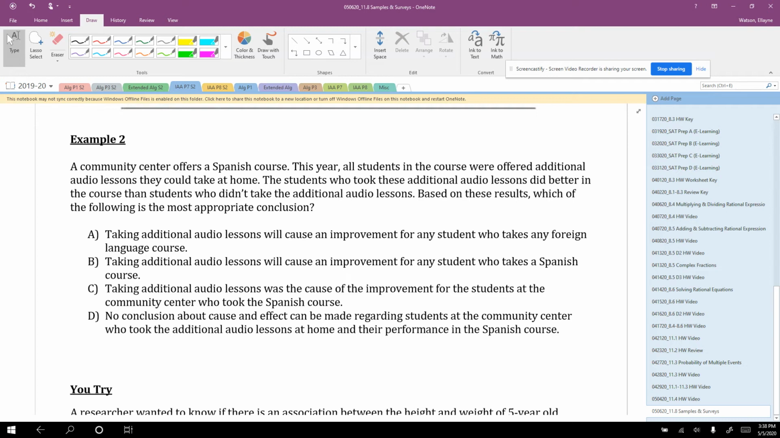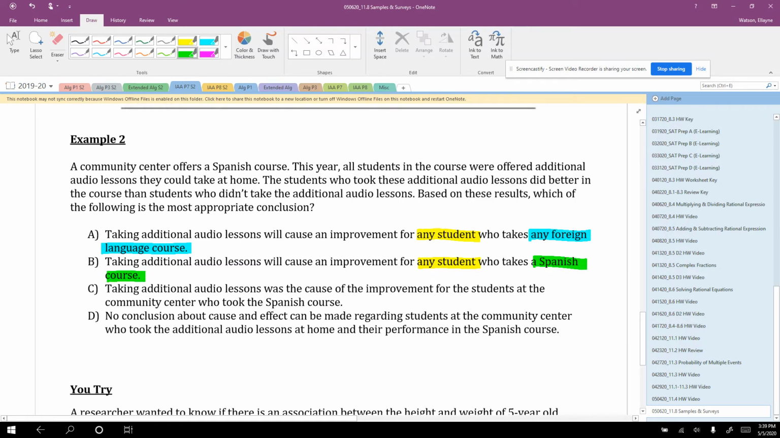Okay, so again, think about the sampling, the random sampling, if that occurred, and the random assignment to treatment. Okay, and the treatment here would be whether they were taking the additional audio lessons at home. All right, so our options here, option A says taking additional audio lessons will cause an improvement for any student who takes any foreign language course. So I'm going to highlight a couple things. This says any student, says any foreign language course. All right, part B says taking additional audio lessons will cause an improvement for, again, any student, but this time it says a Spanish course.